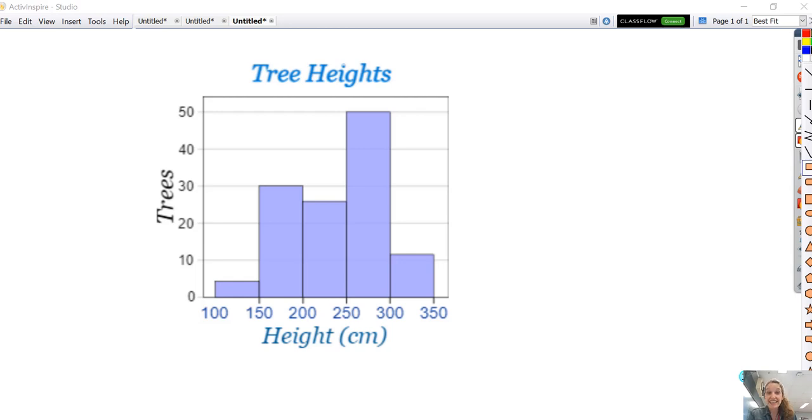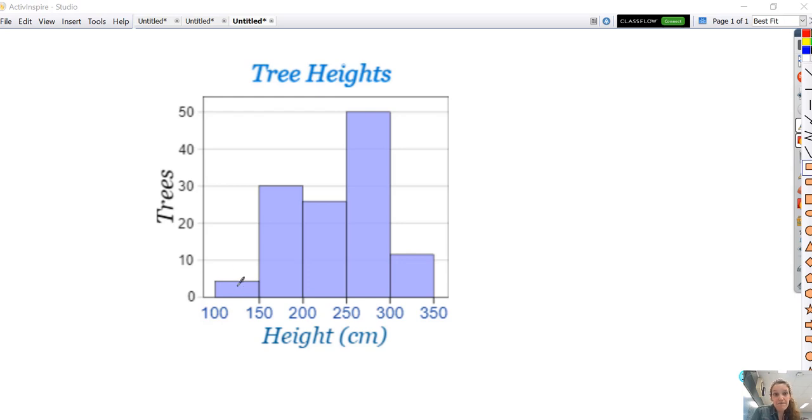Okay, this is a histogram of trees and their heights in centimeters. A histogram shows us the frequency of something, so how many times something occurred in our data set. So we can actually determine the number of trees in each range. And then it gives you these bins. Each bar on a histogram communicates a range of, in this case, heights.